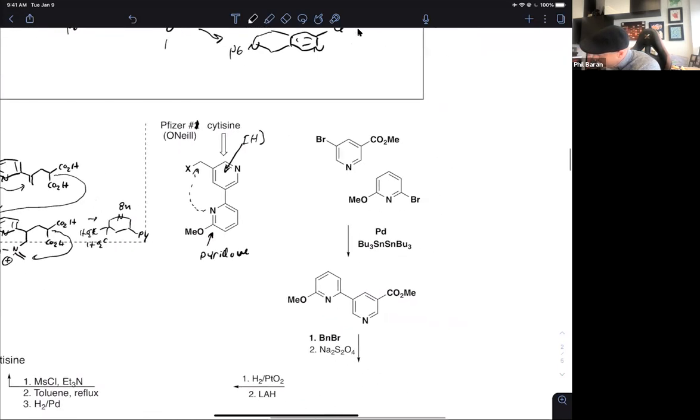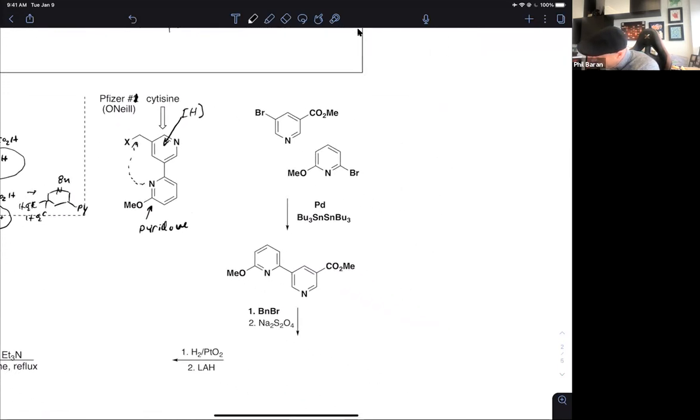So in practice, how do we execute on this? Well, we can take these two bromides, we can do a Stille-Kelly type coupling. Why do you think the Stille-Kelly coupling works so well?